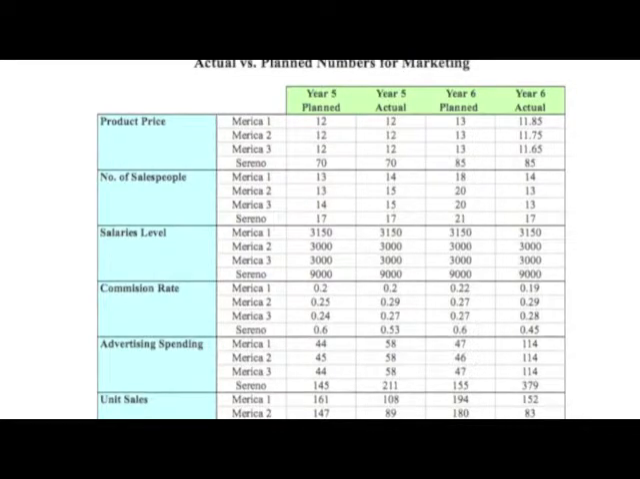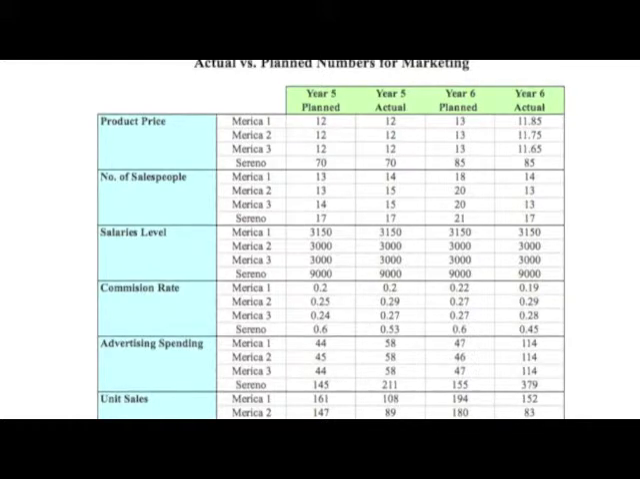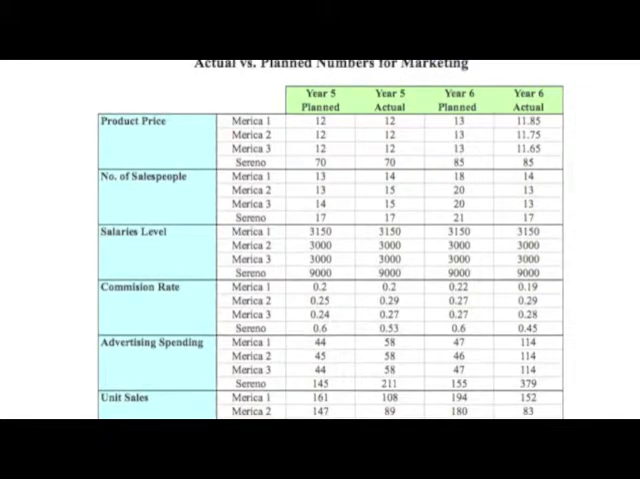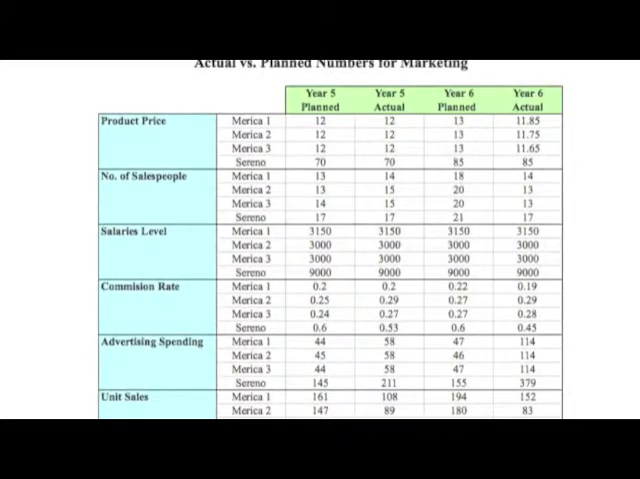As far as product price goes, as a group, we planned for year 5 to set our product price to $12 in America 1, 2, and 3. It actually stayed the same in our actual numbers. As far as Sereno, it was also the same. For year 6, as you can see, we projected a bit higher our product price, and in actuality, the numbers were a lot lower.